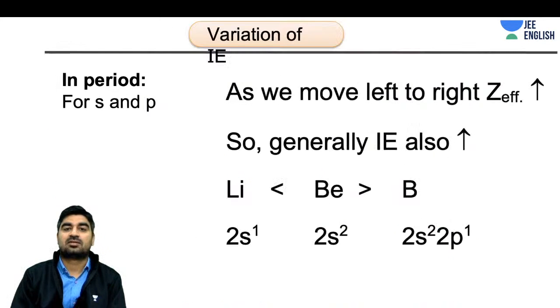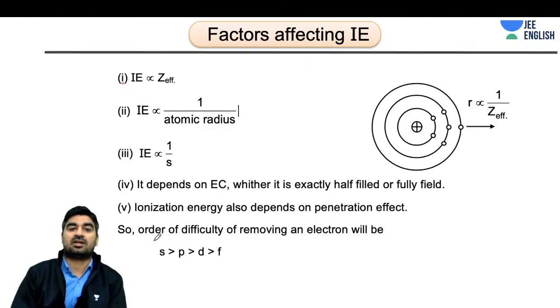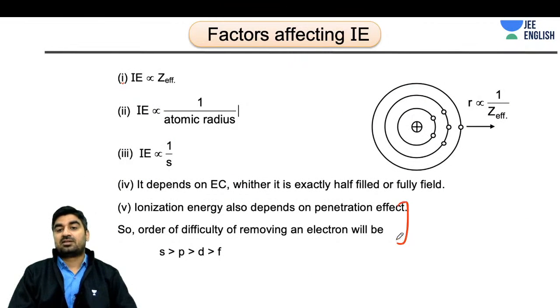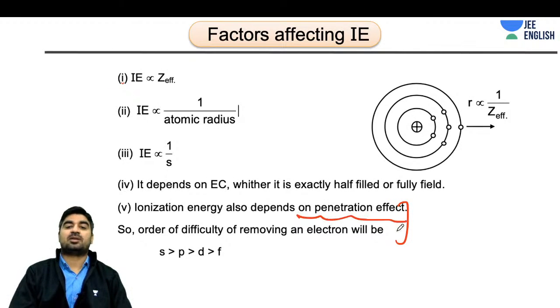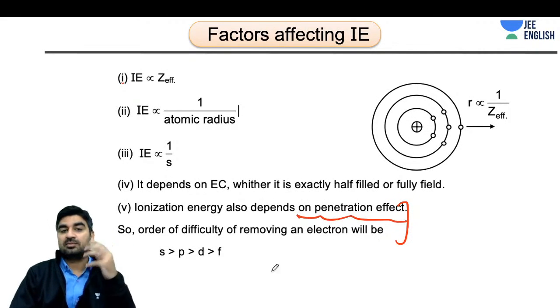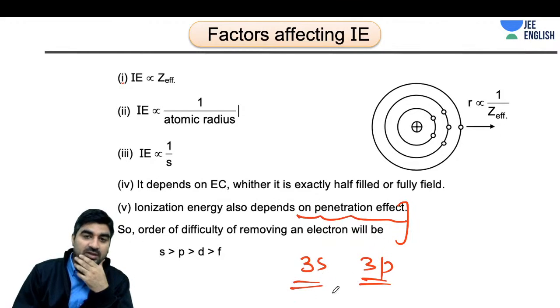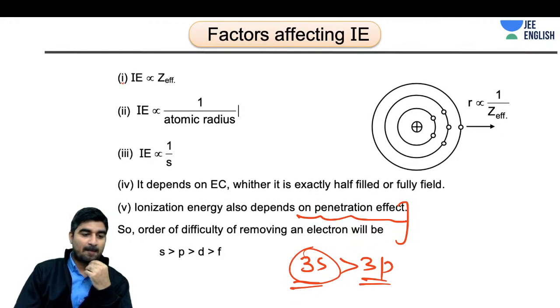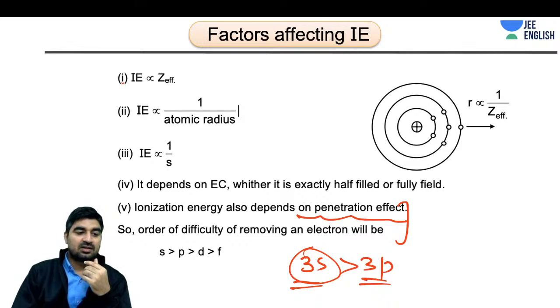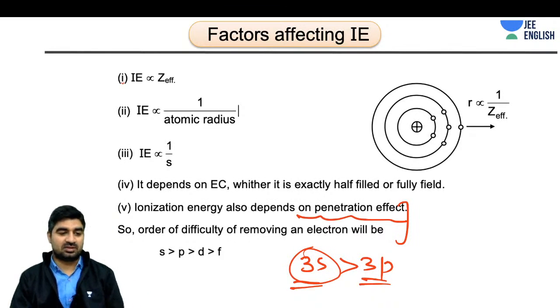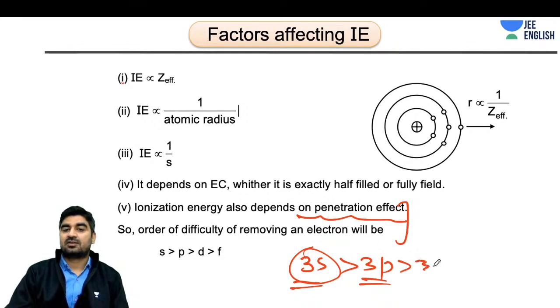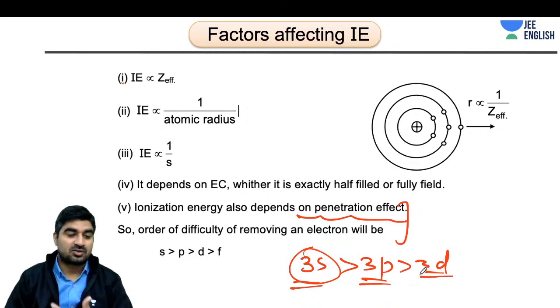So there is one more point left: the penetration effect. Ionization energy also depends upon the penetration effect. What do we mean by penetration effect? If you are removing an electron from 3s and 3p, where do you have to provide more energy? In the case of 3s, you have to provide more energy. Got it? The same goes for 3d. Why? Because of the penetration effect.